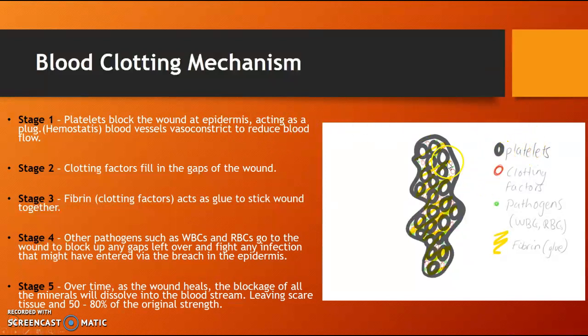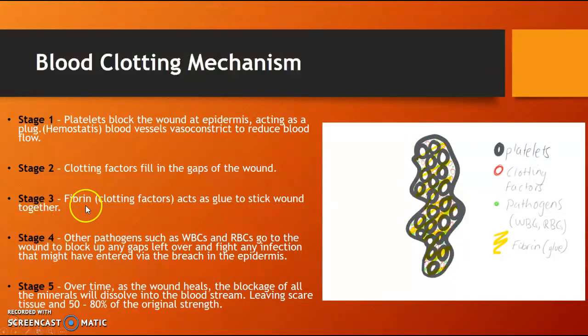As you can see by the diagram here, the platelets are the greyish blobs, so they act as a plug to block up the opening. The second stage is clotting factors fill in the gaps of the wound. The clotting factors are little red circles in between the platelets.